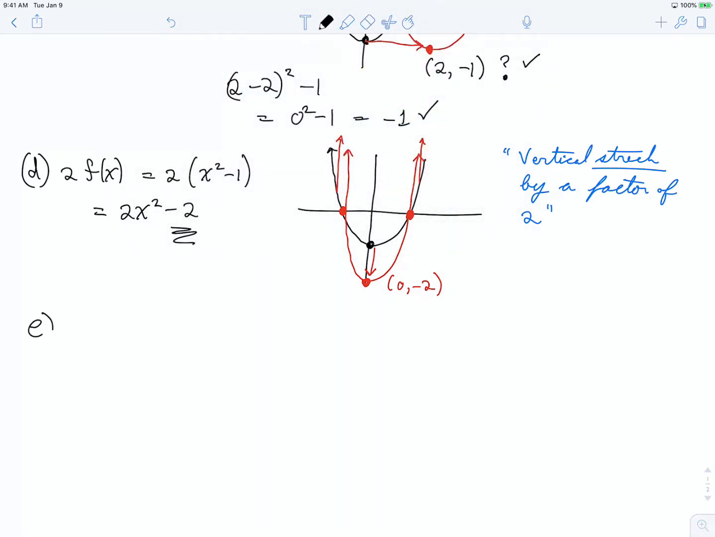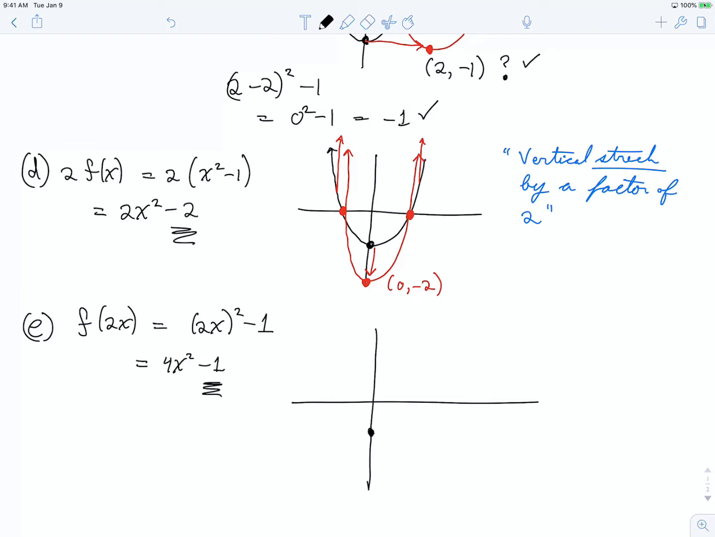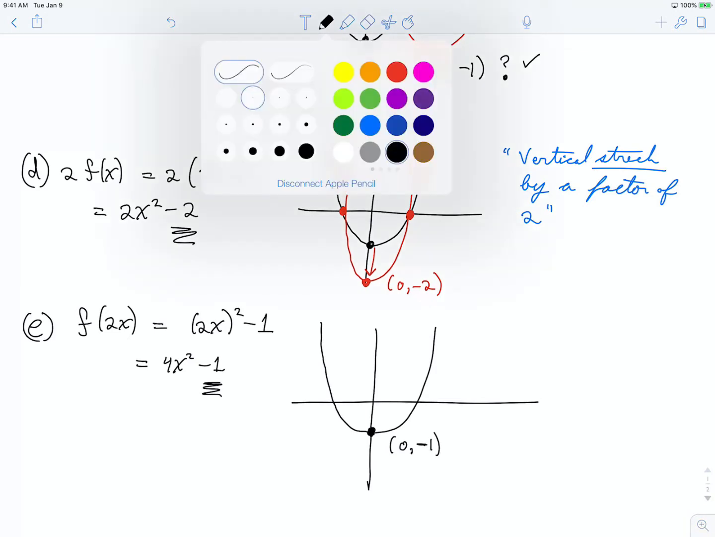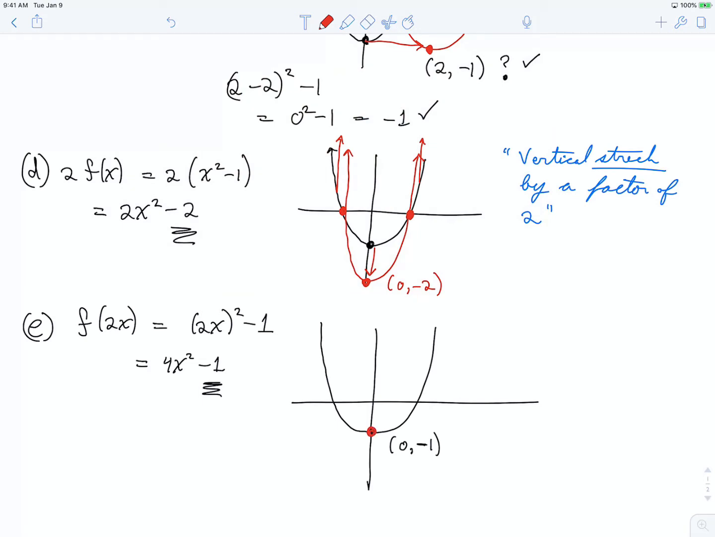Okay, let's do part E. This is f of 2x. So now the 2 is inside the function. You apply it before you plug everything into the formula. So 2x squared minus 1. Maybe I'll rewrite this as 4x squared minus 1, but it's the -1 that is, again, most useful for me here. So that tells me where the new y-intercept is. I'll start with the usual graph of the parabola. And so that still has the y-intercept of -1. But now my new graph, the one that I usually draw in red, has also got a y-intercept of -1. So I'll label that with a new point.